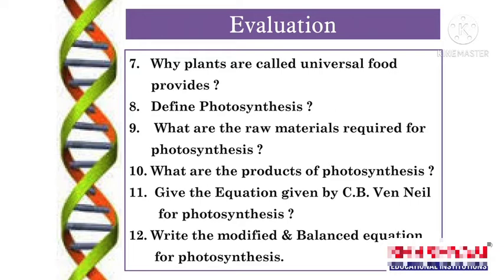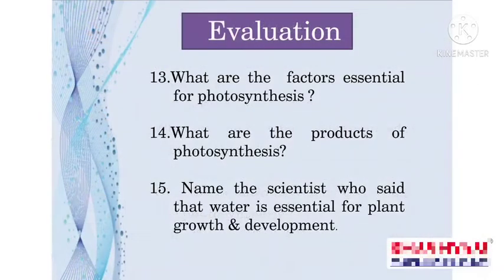Define photosynthesis. What are the raw materials required for photosynthesis? What are the products of photosynthesis? Give the equation given by C.B. Van Niel for photosynthesis. Write the modified and balanced equation for photosynthesis. What are the factors essential for photosynthesis? What are the products of photosynthesis? Name the scientist who said that water is essential for plant growth and development.